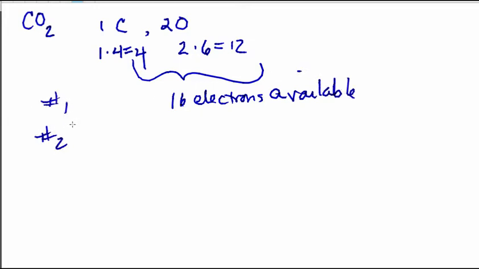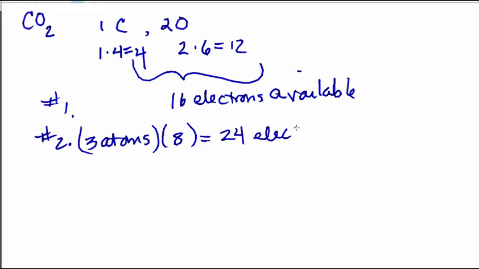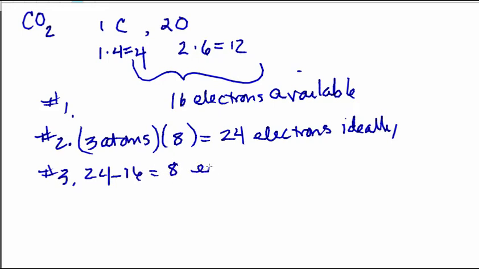Step number 2 would be calculating the ideal. I have 1, 2, 3 atoms all together, none of which are hydrogen or helium. So I'm going to multiply that times 8, which is the number of electrons in the valence shell that makes it happy, which means I need 24 electrons, ideally. I will subtract 16 from 24 to get 8. Electrons must therefore be shared.